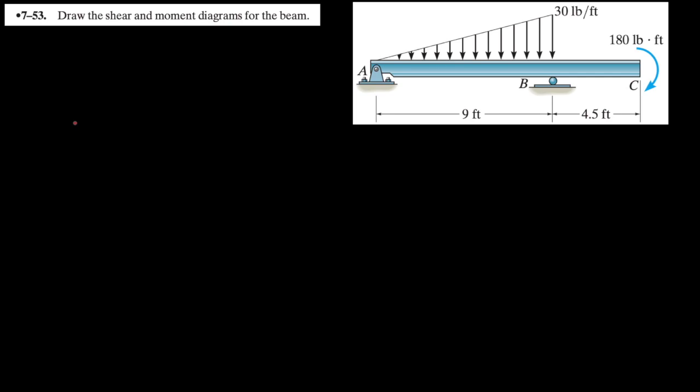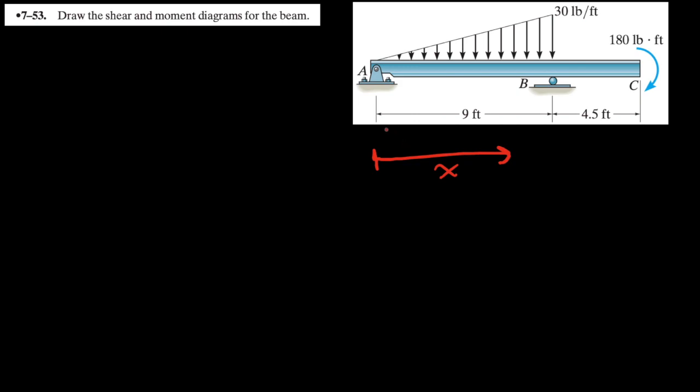The problem states, draw shear and moment diagrams for the beam. So the first thing we notice is that we have a triangular load here. And previously we've dealt with triangular loads. However, for shear and moment diagrams, where we need to find load as a function of x, we're going to need to do something a little more special compared to what we've previously been dealing with.